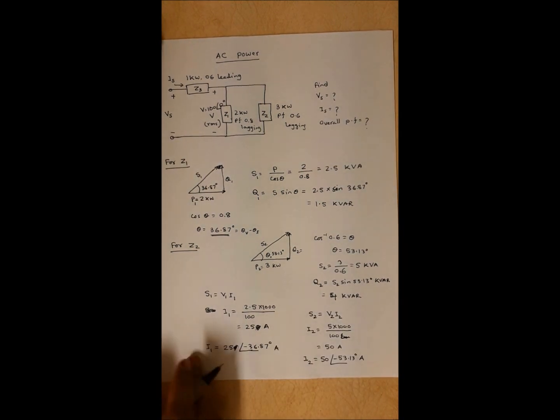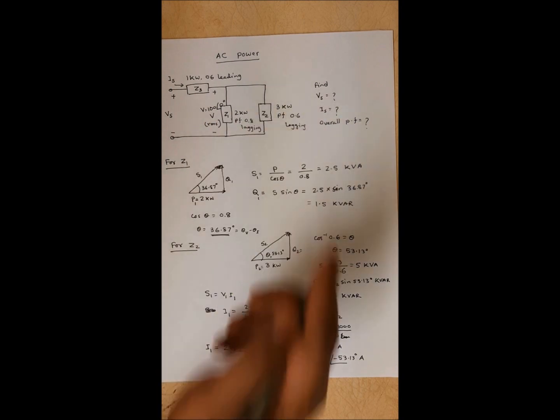Now I got I1 and I2. If I add I1 and I2, we'll get Is, because Is is the sum of I1 and I2.